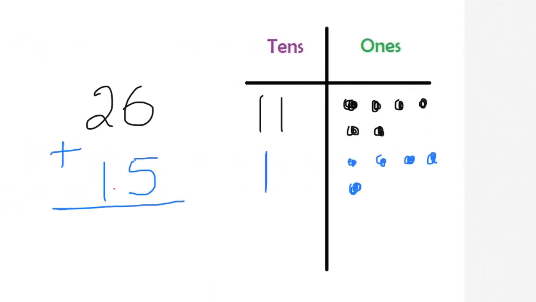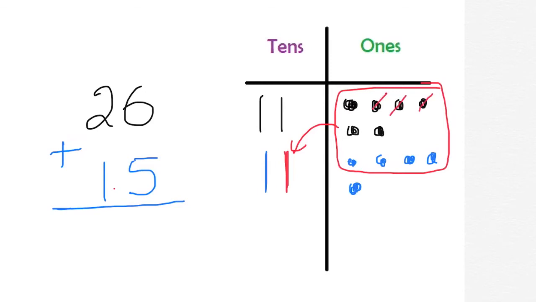So we have 11 in the ones column. So we have enough to make a set of 10. Let's circle the set of 10 that is in the ones column. And we can move this over to the tens column and represent it with a 1.